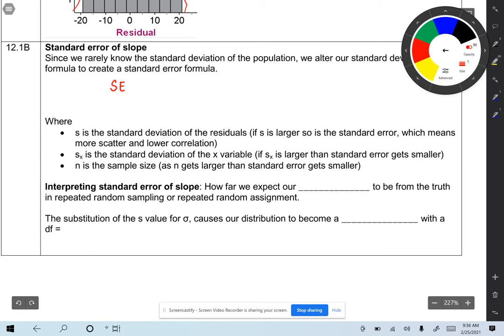On the formula sheet, it doesn't say that it is slope. Actually, it does. It doesn't say SE, it just says S with a lower b subscript. And that is equal to the standard deviation of the residuals divided by the standard deviation of the x variable times the square root of n minus 1, where n is our sample size. So this is on the formula sheet.